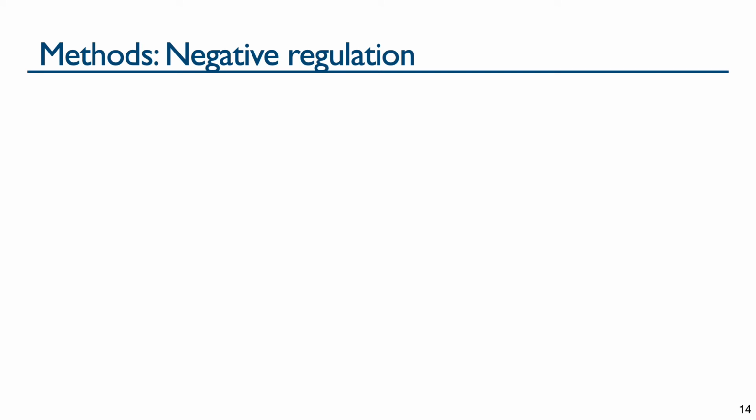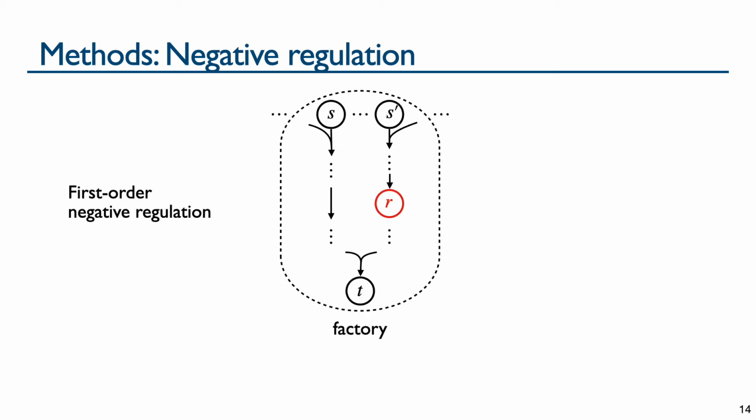I will now show the two orders of negative regulation that we have modeled. First order negative regulation is direct negative regulation. We call a given factory first order negatively regulated if a vertex in the factory, here R, negatively regulates another edge in the factory, which invalidates the factory.